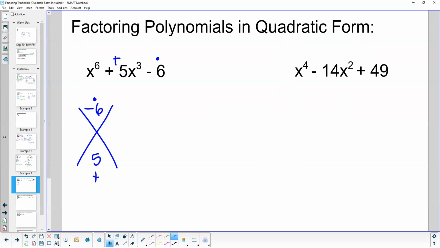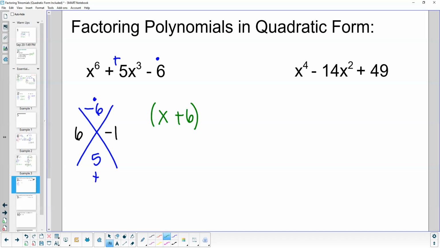Now this is a tricky one. A lot of people will think 2 and 3, but we want to get a -6, right? And if I do a -2 and a -3, it's not going to give me a +5. But if I do a +2 and a negative, or a +3 and then +2, it's not going to give me a -6. So the pair here that we end up using is actually going to be a 6 and a -1. Interesting, right?